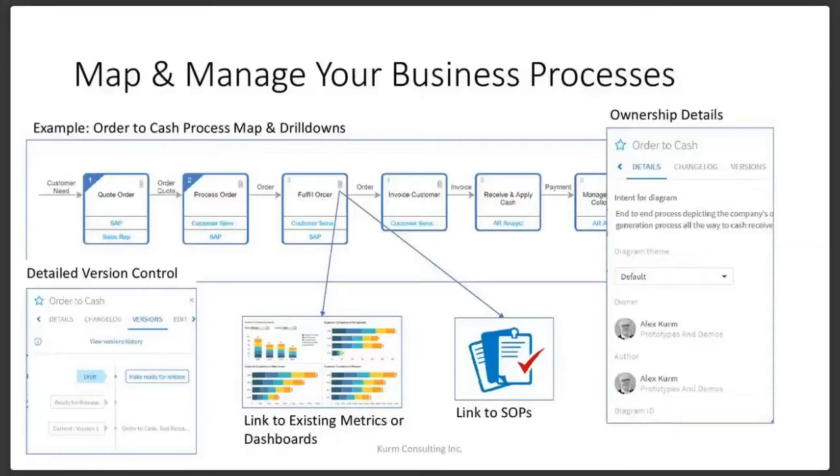On the bottom left, another feature that Elements has is detailed version control. So if you want to change your order to cash process, modify it, tweak it, whatever, you can publish version 2 or version 3. And Elements automatically archives the older versions for you so that you can see them and revert to them whenever you want. So version control is critical in a lot of governance and compliance needs. That comes with a paid subscription in Elements, but nonetheless, it's a feature that's highly valuable.